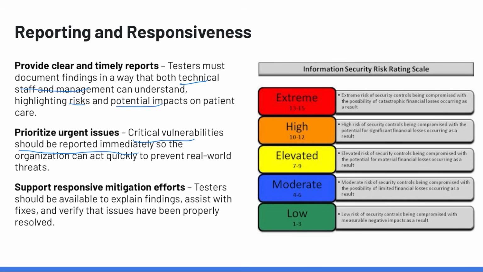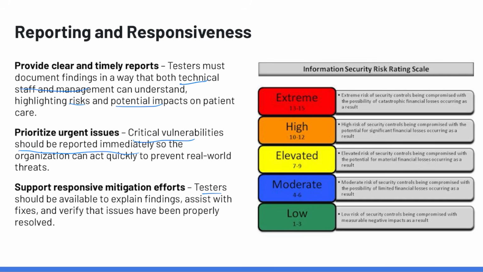Critical vulnerabilities should be reported immediately so the organization can act quickly to prevent real-world threats. Again, these can have an impact on people's health. So a certain amount of urgency is kind of an ethical obligation, right? And this can depend. Certain penetration testing teams might only do it once, and that might be the end of their engagement. But there might be a security team, or penetration testers, that are more consistently responsible for the security of an organization. And so in that case, they'd have an ethical obligation to act in a very responsive and urgent manner.